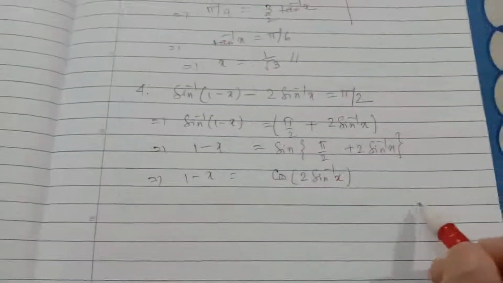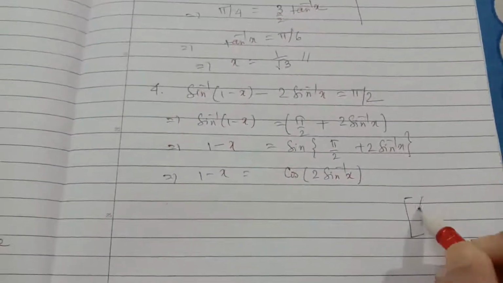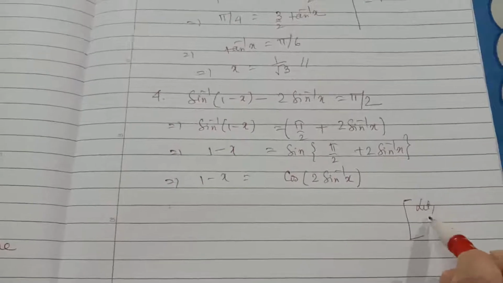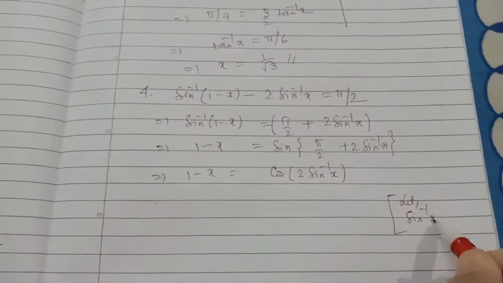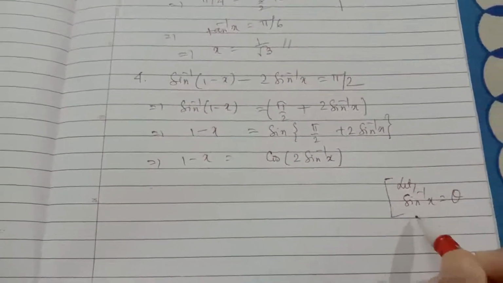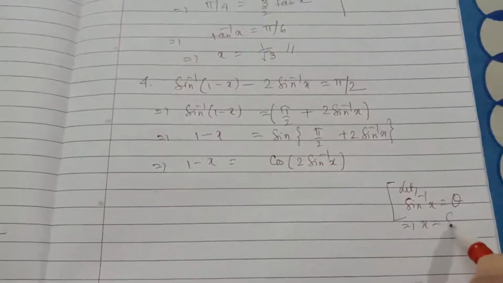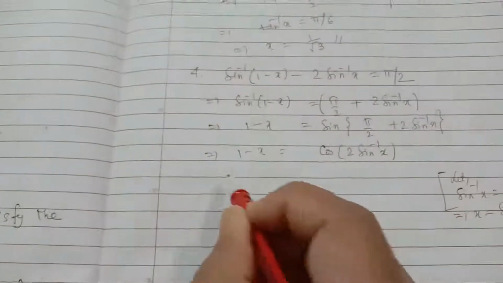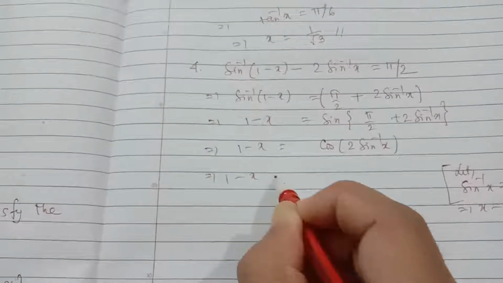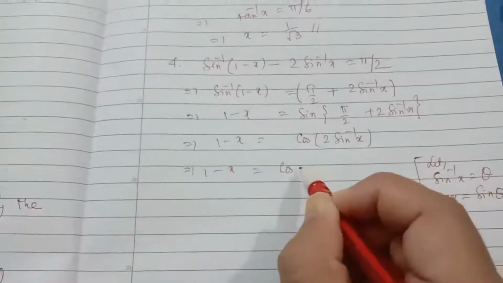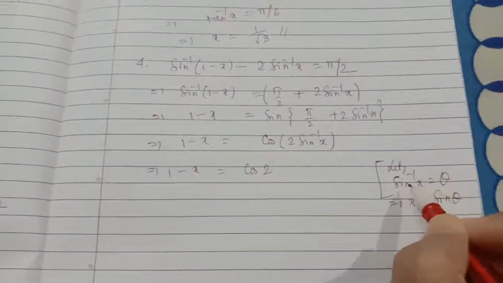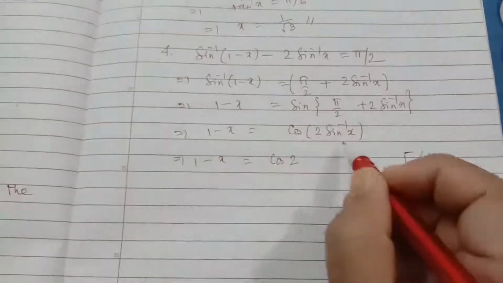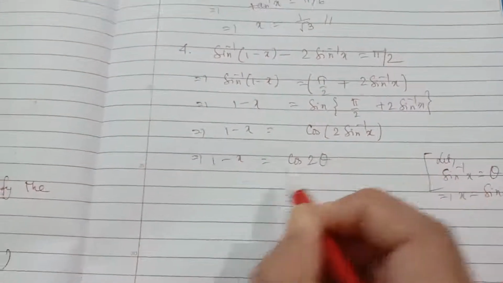Now here let us consider sin inverse of x equal to, say, theta. In that case x will be sine theta. Now 1 minus x equal to cos of 2 times sin inverse of x, and we have assumed sin inverse of x equal to theta, so it will become cos of 2 theta.